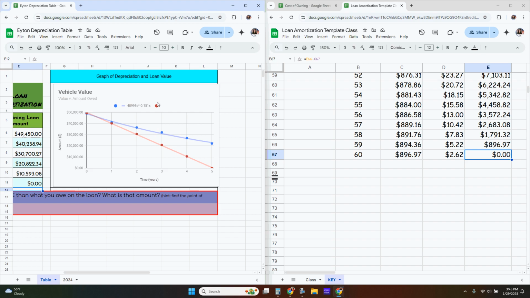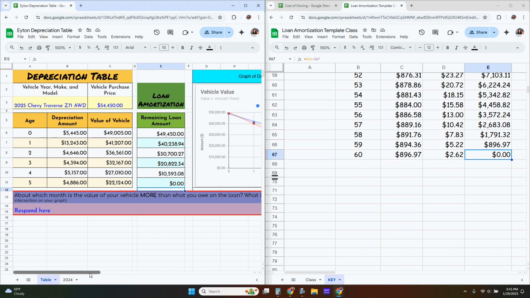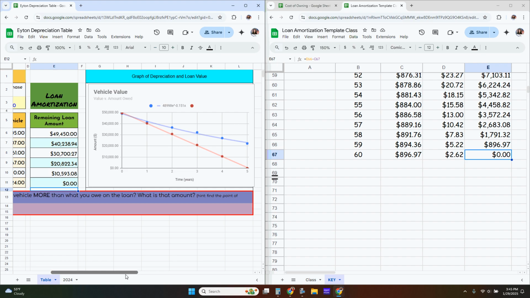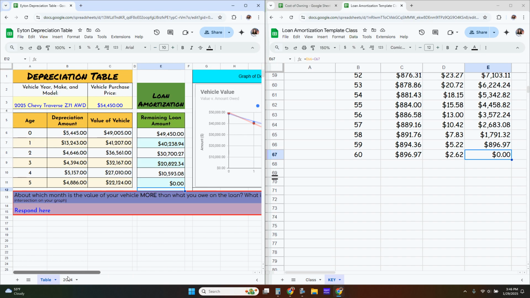So now we're going to look at this graph and analyze it a little bit. The blue is representing the depreciation, the value of the vehicle. If I needed to go sell the vehicle, what am I getting for it? The red is what my loan is worth, how much I still owe on my loan. The very last thing here is a question asking, at which month is the value of your vehicle more than what you owe on the loan? What is that amount? Find the point of intersection on your graph.